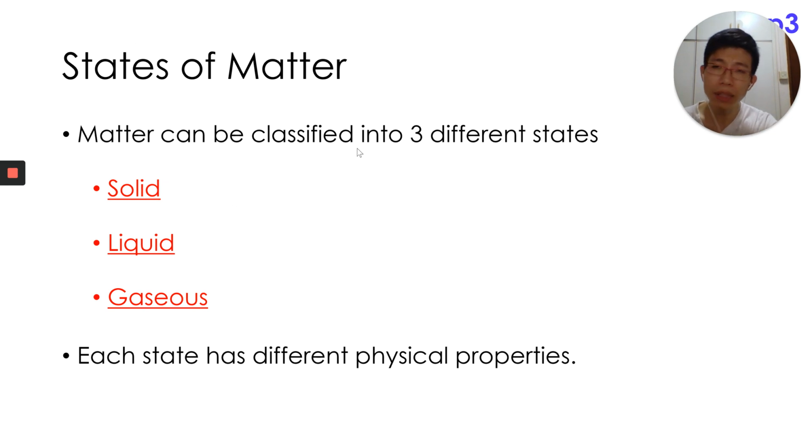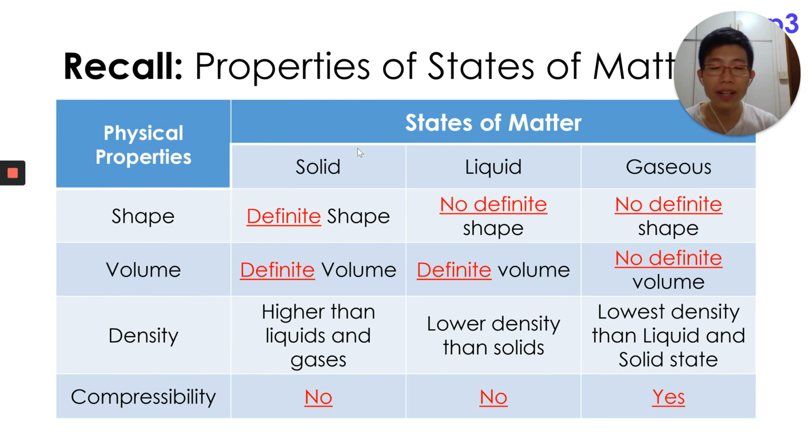So let's do a quick recap. We know that metals can be classified into 3 states: solid, liquid, and the gaseous state. And each state has different physical properties. In primary school, you have learned that solid has a definite shape, while liquid and gas have no definite shape. They take the shape of any container that they can fill up. For volume, solid has a definite volume, and so does liquid. What does definite volume mean? The word definite just means it has a fixed volume. So you can write it down somewhere. If you're unsure of the meaning of definite, you can just write fixed.